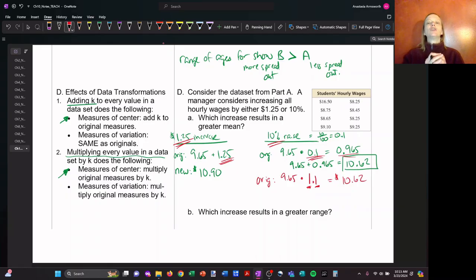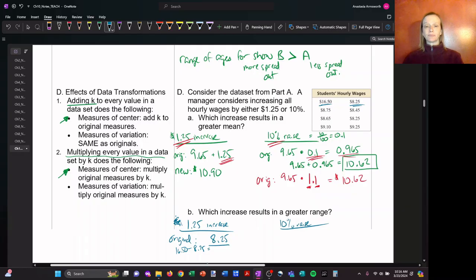All right. Which increase results in the greater range? And this is for our $1.25 increase versus our 10% raise. Our original value from the previous page, the range, was $8.25, because we had 16.50 as our biggest value, 8.25 as our smallest value, and 16.50 minus 8.25 gives us 8.25 as our original range.